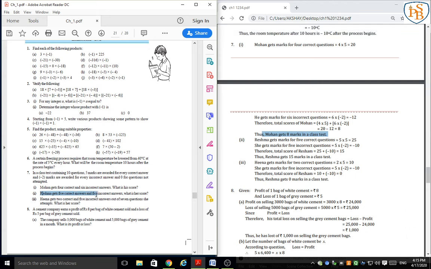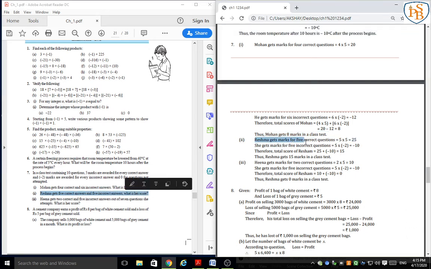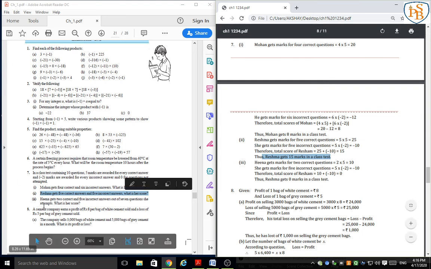Reshma gets 5 correct answers and 5 incorrect answers. What is her score? Reshma gets marks for 5 correct questions, that is 5 into 5 is equal to 25. She gets marks for 5 incorrect questions, that is 5 into -2 is equal to -10. Therefore, total score of Reshma is equal to 25 plus -10 is equal to 15. So Reshma gets 15 marks in the class test.